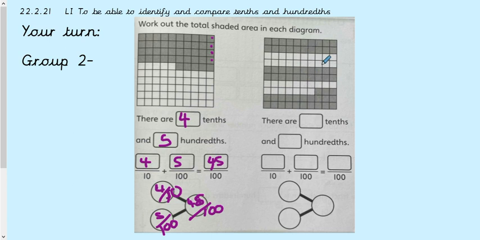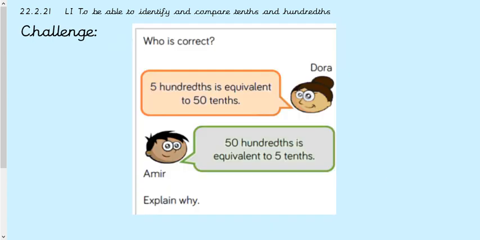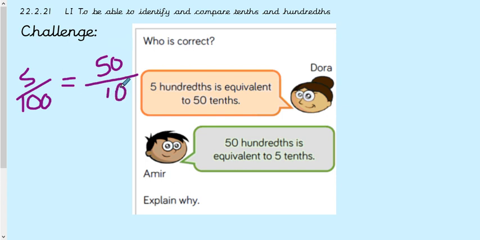This one, there's 1, 2, 3, 4, 5, 6 tenths, and 1, 2, 3 hundredths. So 6 tenths add 3 hundredths is 63 hundredths. So then in there would be 6 tenths, there would be 3 hundredths, or vice versa, and then that would be there, rather than me squeezing it in. And the last one then, the challenge says who is correct? So Dora says 5 hundredths is equivalent to 50 tenths. And Amir is saying that 50 hundredths is equivalent to 5 tenths.